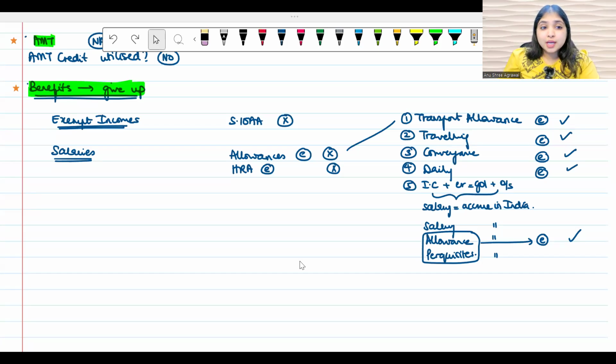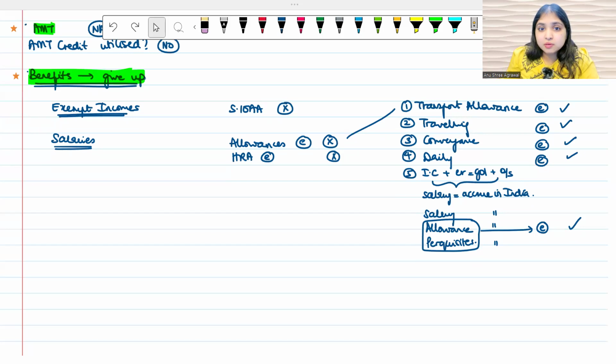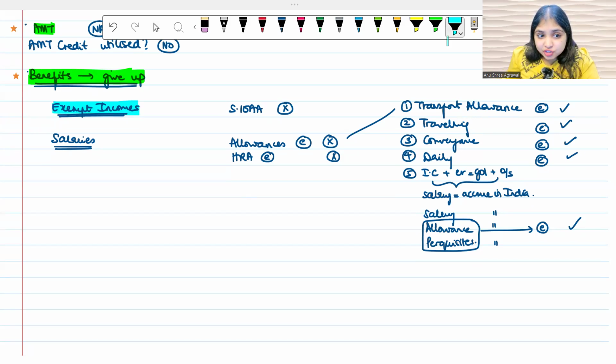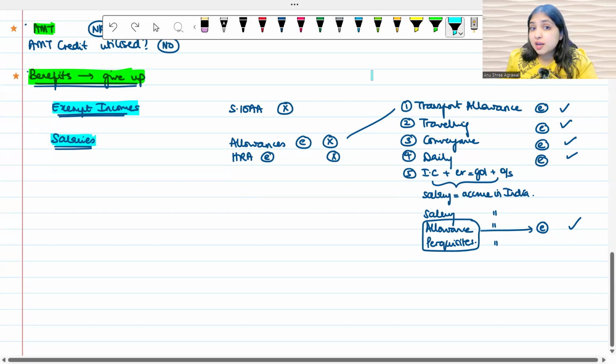Getting it, guys? So when it comes to the exempt incomes chapter, the 10AA tax holiday you will not enjoy anymore. When we talk about the salaries chapter, the allowances, whatever exemption you enjoy under allowances, you will not enjoy those exemptions anymore. Your HRA exemption, children education allowance exemption, children hostel allowance exemption, all those exemptions you will not enjoy. However, there are 5 allowances where you will still enjoy the exemption. Transport allowance, traveling allowance, conveyance allowance, daily allowance.